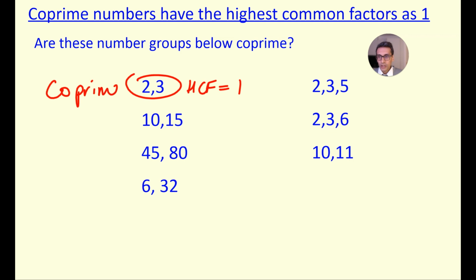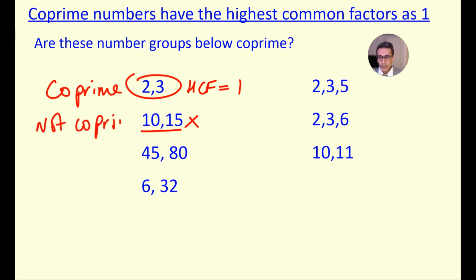Now you're going to need to know about coprime numbers for the next part of this video when we look at lowest common multiple. So how about 10 and 15? Well, we know 1 is a factor, but there's another obvious factor here, which is 5 as well. So the highest common factor is not 1, it happens to be 5. So in this case, they are not coprime.